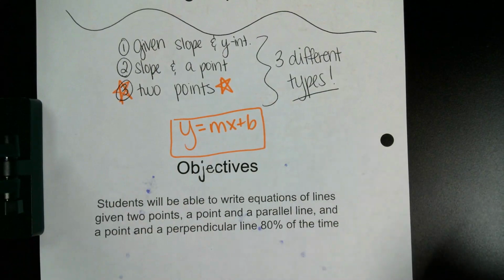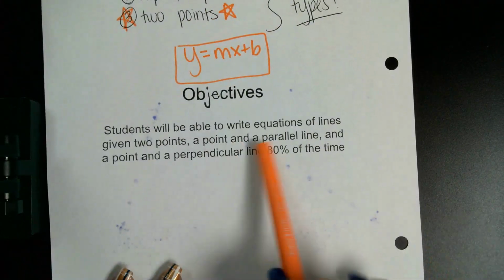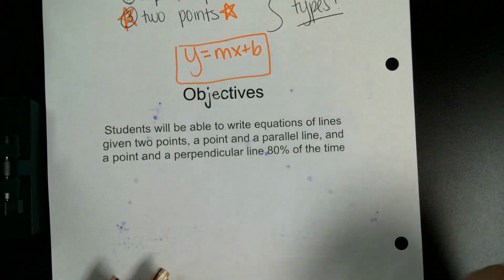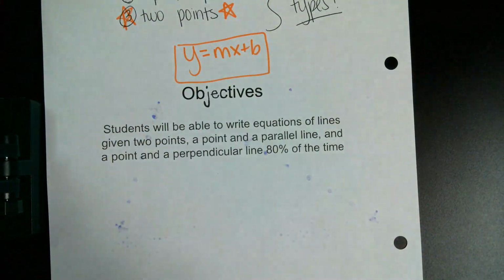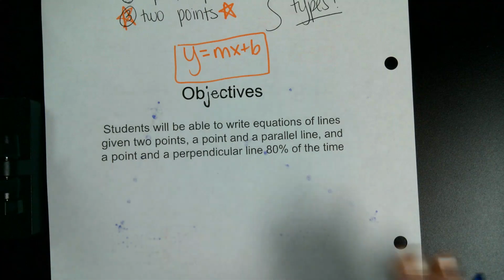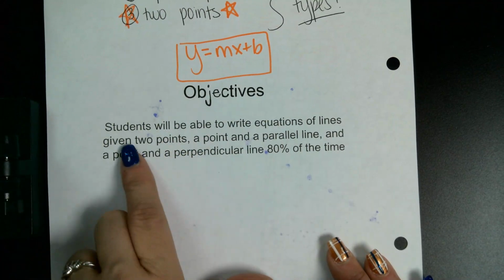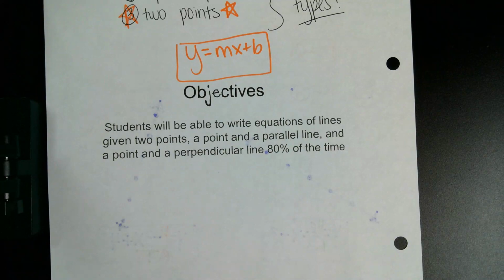On Monday when you guys come back, we will work on parallel and perpendicular lines. So it's really one big lesson. I just cut it in half. So today we are just focusing on, you will be able to write equations of lines if I give you 2 ordered pairs. Okay?